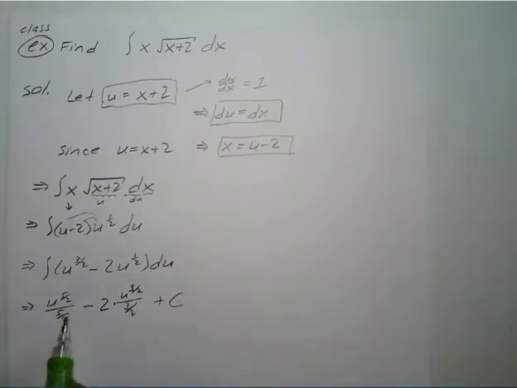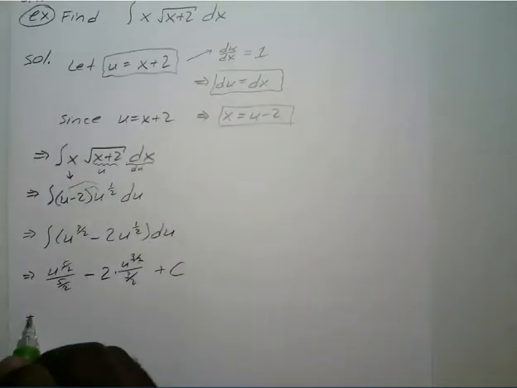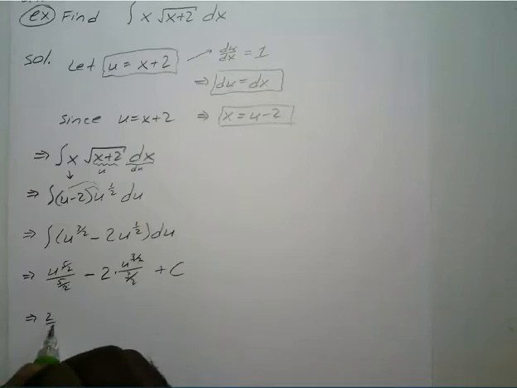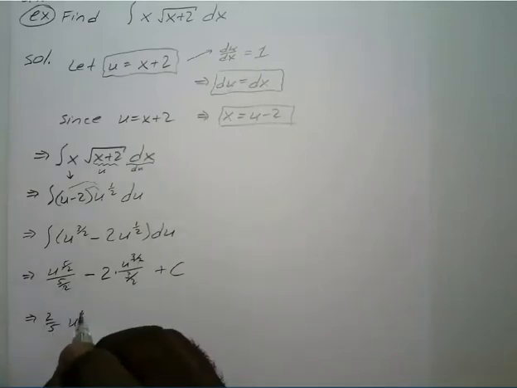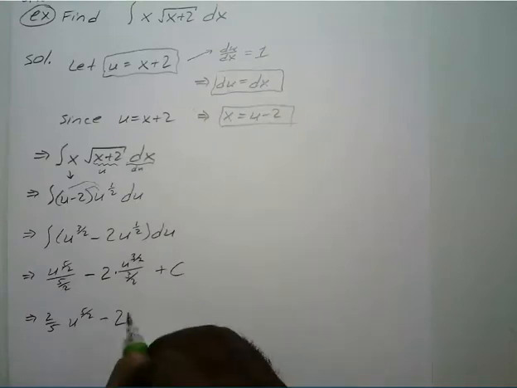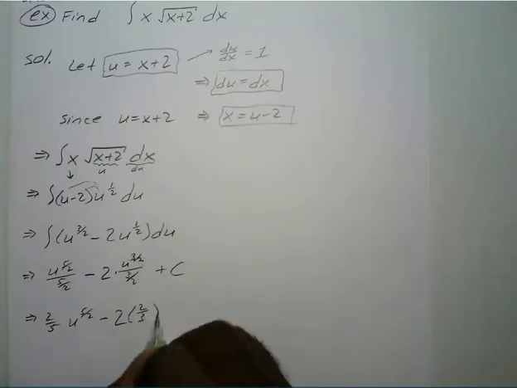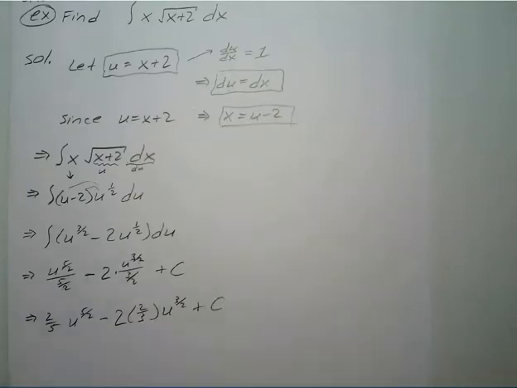Okay, so if we multiply this numerator and denominator by the reciprocal, so that's 2 over 5, we end up with 2 over 5 u to the 5 halves minus 2. Same thing here, multiply the numerator and denominator by 2 thirds. 2 thirds u to the 3 halves power plus C.